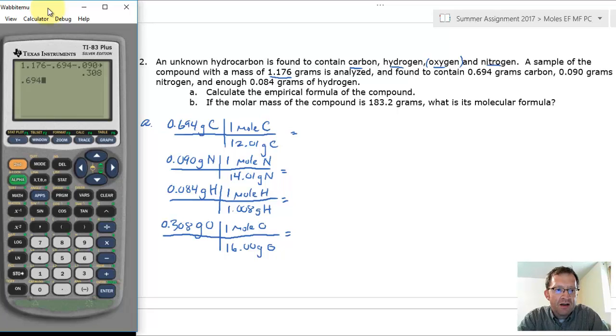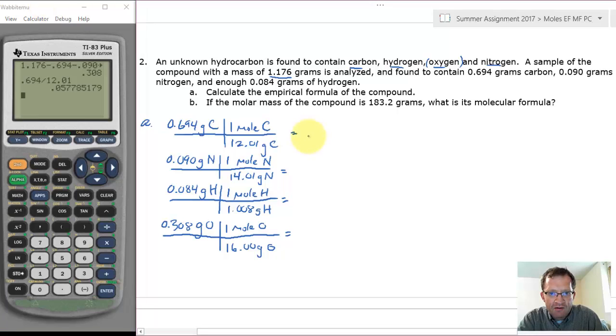0.694 divided by 12.01, typing a little too fast, gives us 0.0578. We'll go ahead and round that off. So 0.0578 moles of carbon.